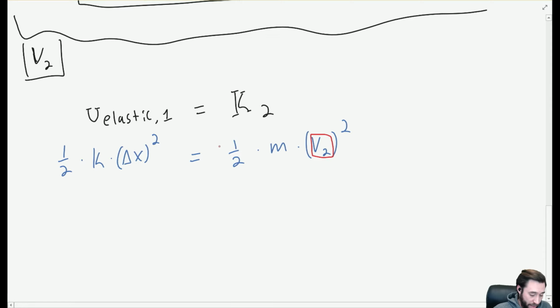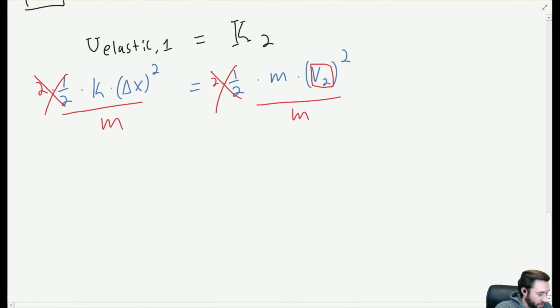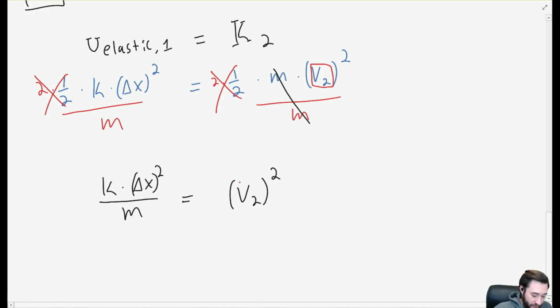And to get rid of the 1/2, I just multiply by 2 and that cancels out. Multiply by 2, that actually cancels out that one. I divide the whole thing by m. And I'm going to clean this up a bit. So I currently have spring constant times delta x squared all over m, and the m's canceled there. So I've got V2 squared. And again, I'm trying to keep V2 and I don't want the square.